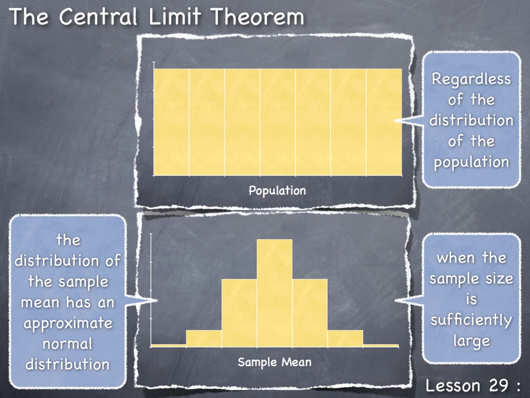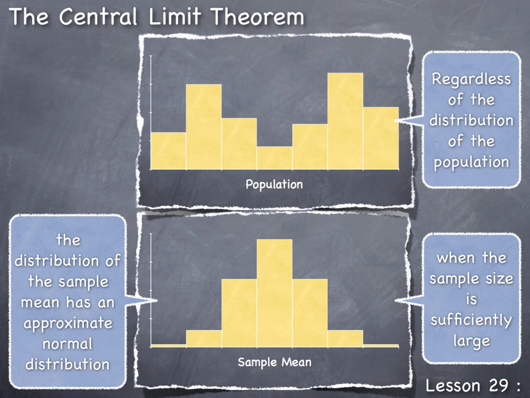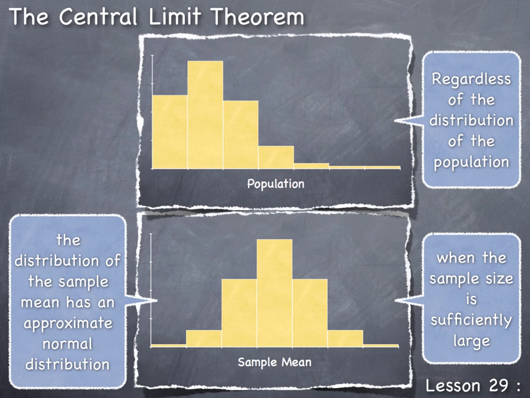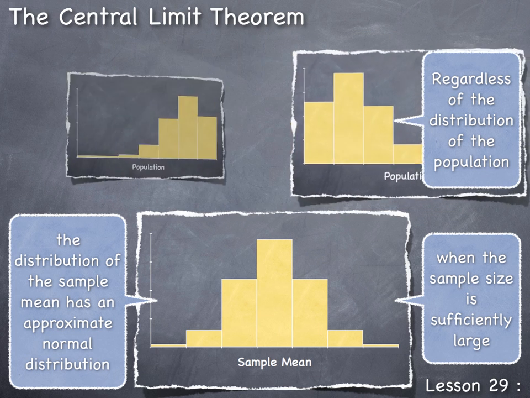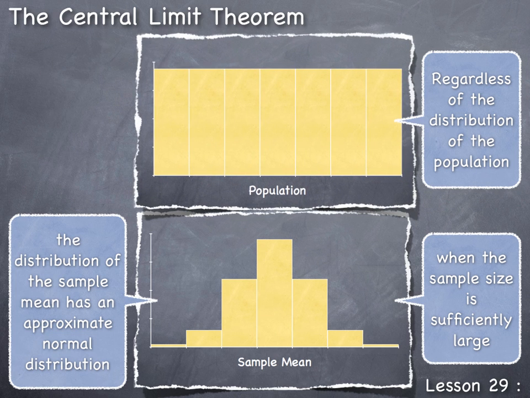Now, the other results of the central limit theorem tell us that it doesn't matter what the population is. These results still apply. The sample mean is always trying to calculate that middle or center value. And by chance, sometimes it's a little lower, sometimes a little higher, but overall, the distribution of the sample mean has an approximate normal distribution.